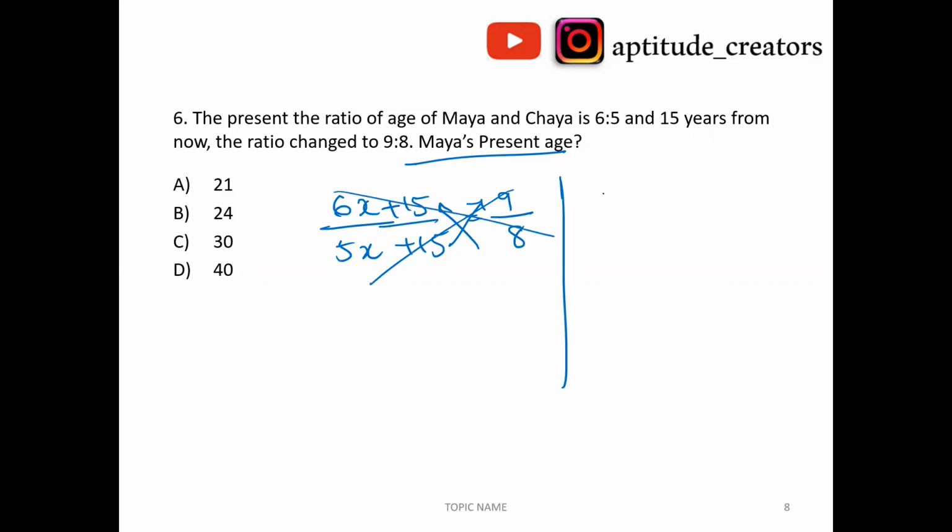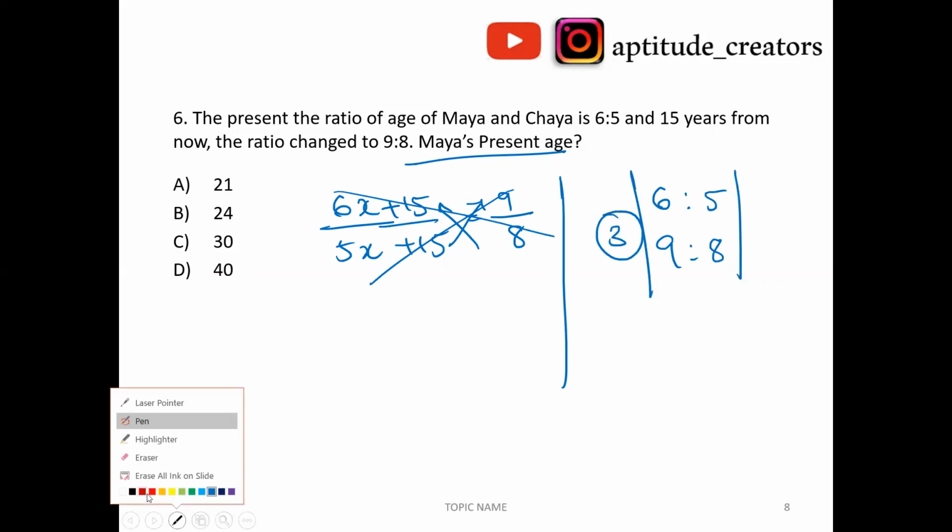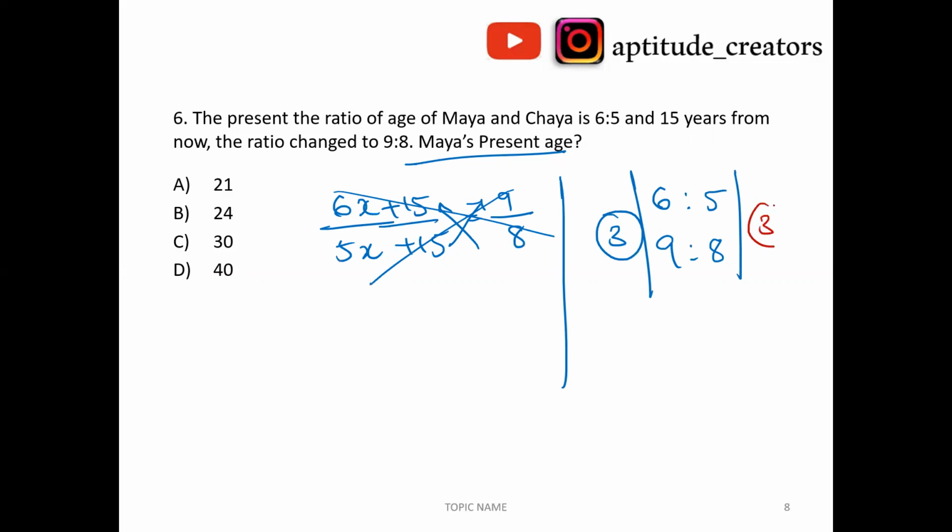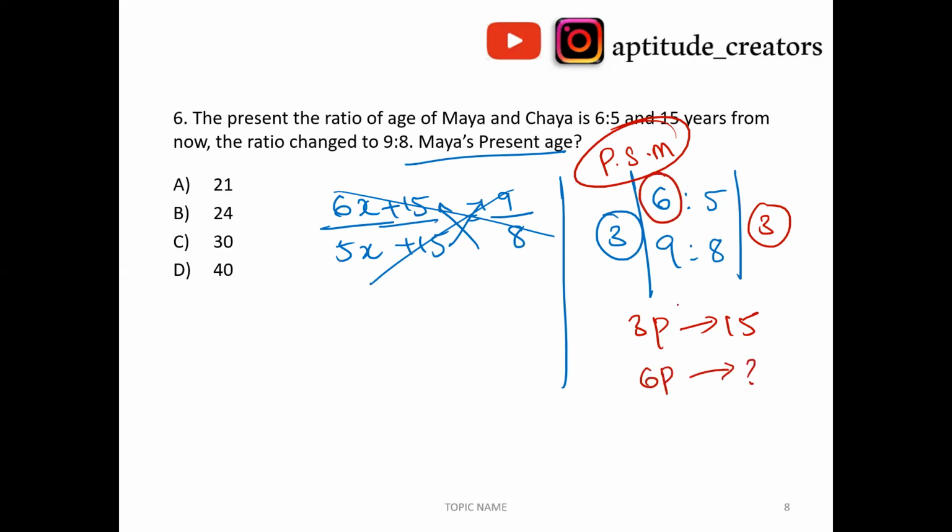Now, what can we do? 6 is to 5, and 9 is to 8. Now, what is the difference here? Correct, the difference is 3 parts here, and here also the difference is 3 parts. Now, can I write that 3 parts is equal to the total 15 years? Now, what is the question? He is asking Maya's present age, that is 6 parts. 6 parts is equal to how much? 3 parts is 15, so 6 parts is 30. The answer is option C, 30.